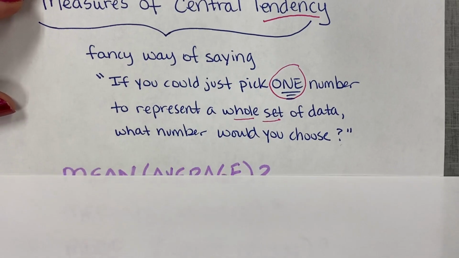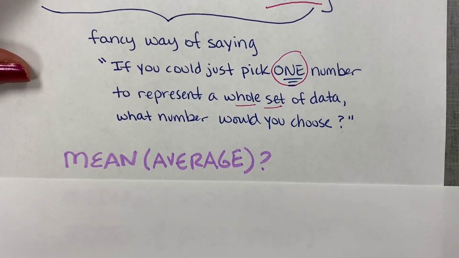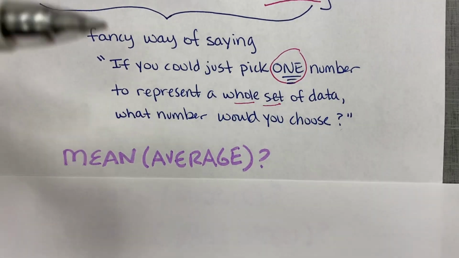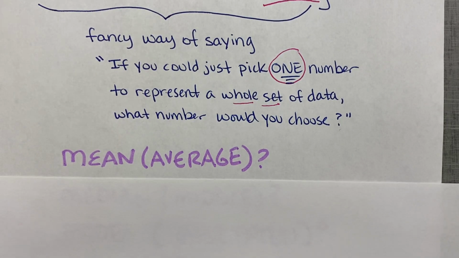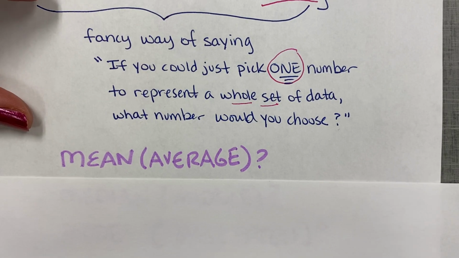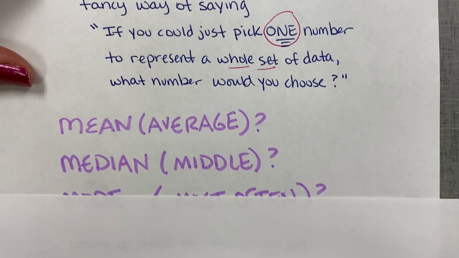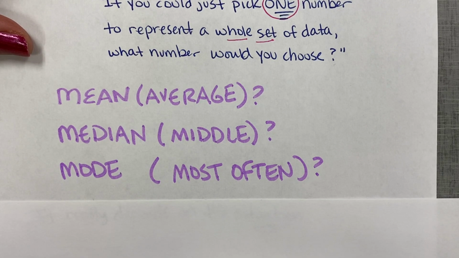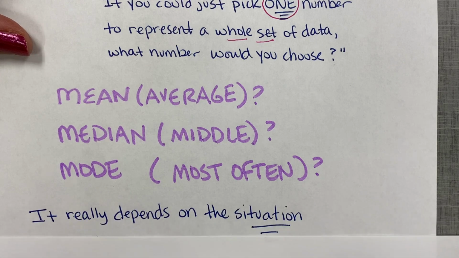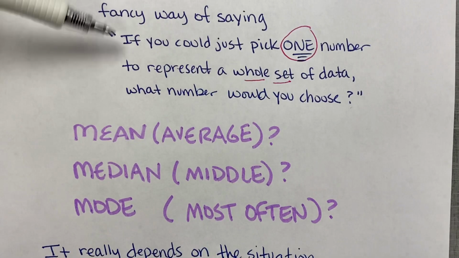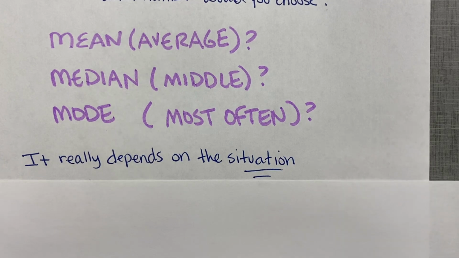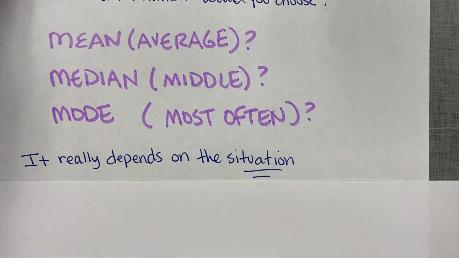So again, those values were mean. Should we use the average? Should we just take the average of all the numbers? Would that be a good number to represent? The middle, or the median? Or maybe the mode, the one that occurs most often? Well, which one's best really depends on the situation. Let's get into an example and I'll show you what I mean.